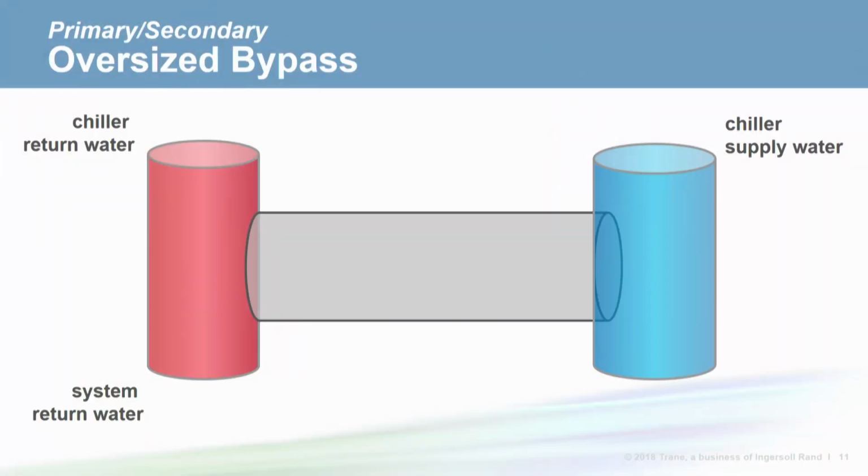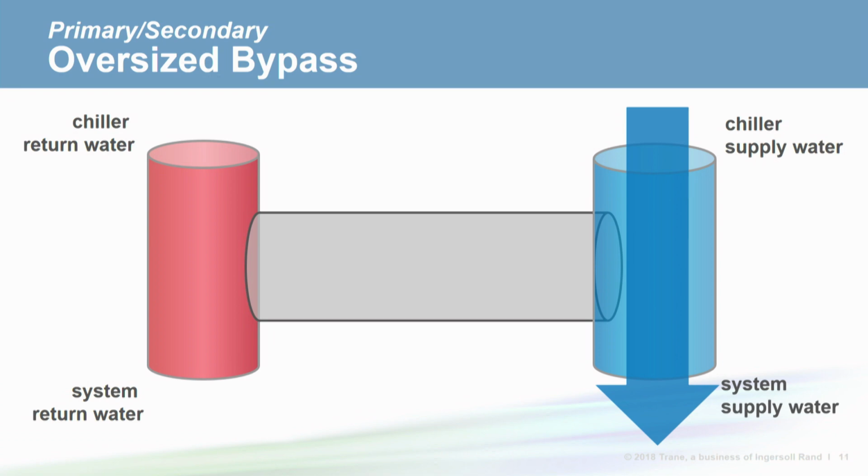Water is smart and flows to the path of least resistance. So what happens is the cold water leaves the chillers and is flowing through the manifold. A good deal of that cold water flows to the secondary pump, but due to the very low pressure drop in the bypass, some of the cold water seeks that path of least resistance and flows through the bypass line.